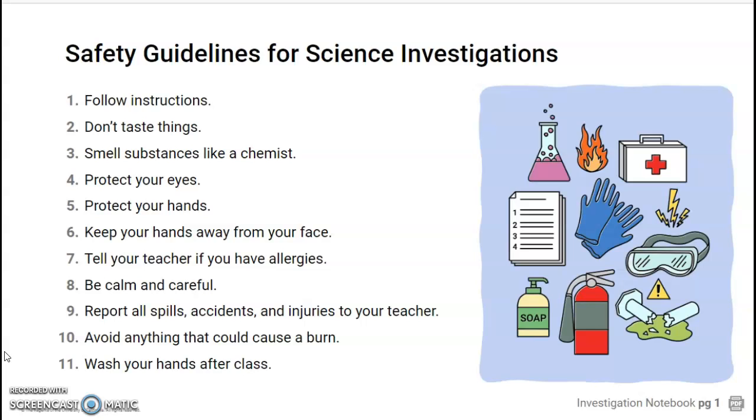So follow directions and remember not to taste things. You can't in this lesson, but also don't sniff things by putting them under your nose. You want to waft, so you pull the air towards your nose. Protect your eyes, protect your hands, keep your hands away from your face. Make sure you tell the teacher if you have allergies. Be calm and careful. Report any accidents, injuries, or spills to your teacher, avoid anything that can cause burns, and make sure you wash your hands after class.